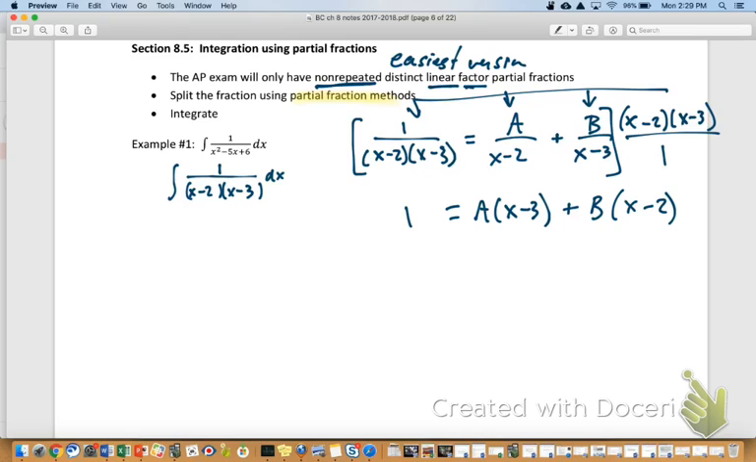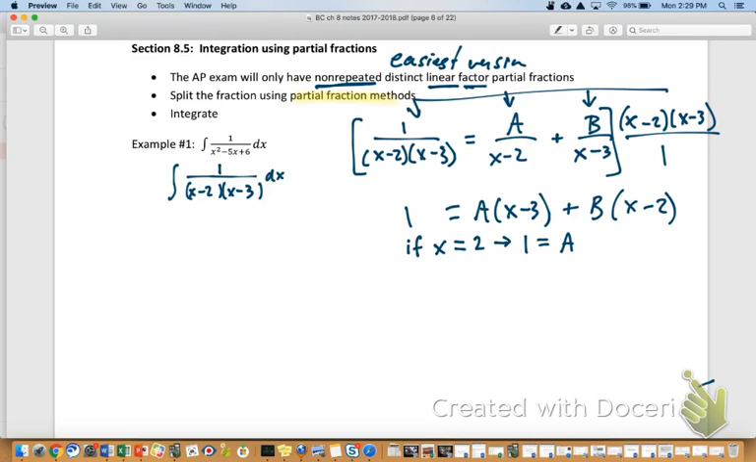So what we need to do now is figure out what the a and the b are, and we'll have to do it in 2 steps. I want one of these to go away, and I think I want the b to go away first. So I'm going to say if x equals 2. Think about what would happen if x equaled 2. The coefficient on the b would become? 0.